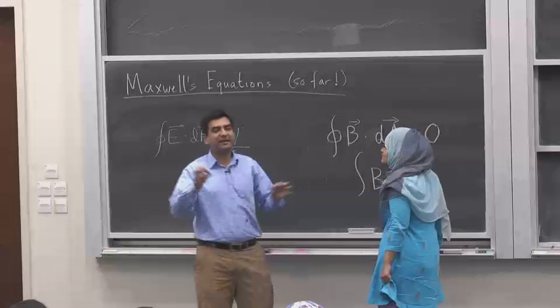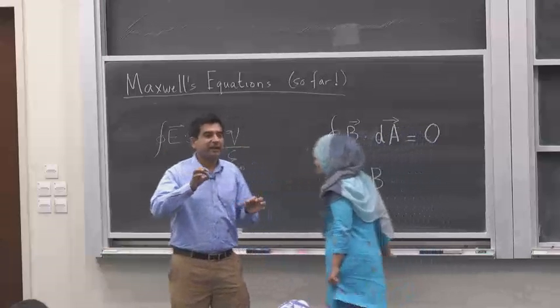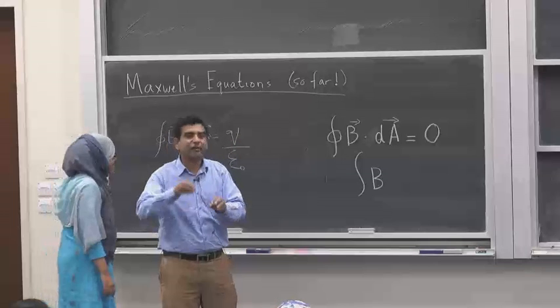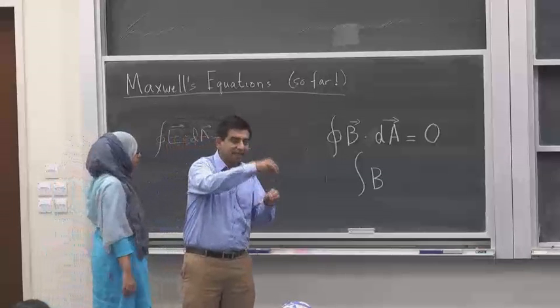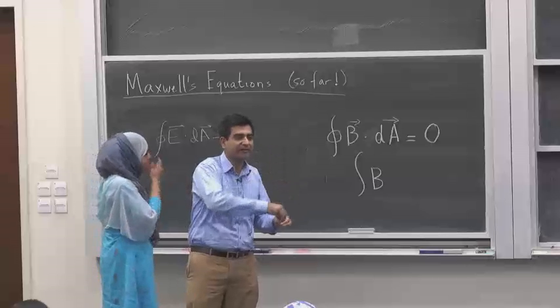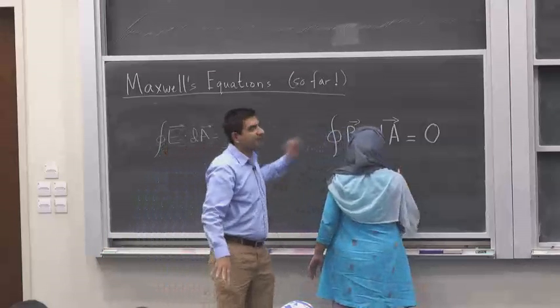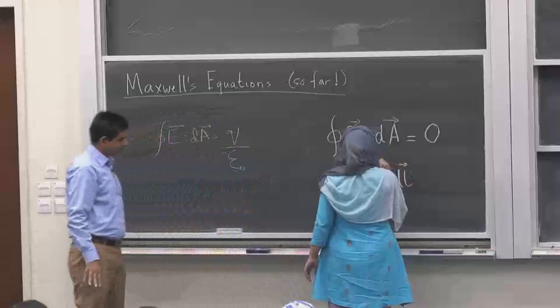It means that the magnetic field lines have to be continuous. They cannot start and stop like electric charges or electric fields do, because there are no magnetic monopoles. So this is Gauss's law for magnetism. Now a third law.